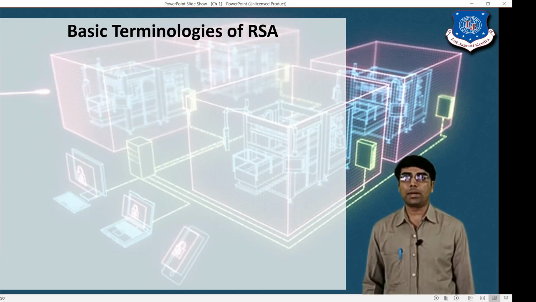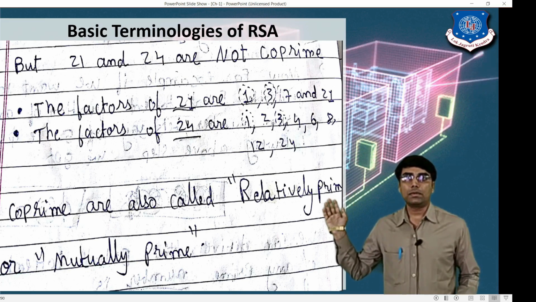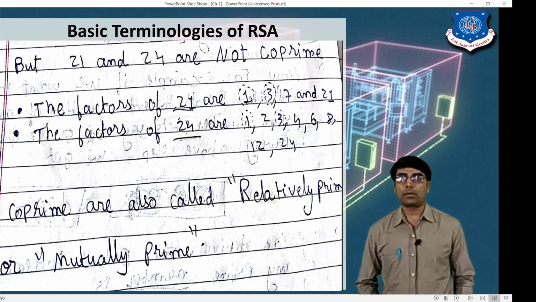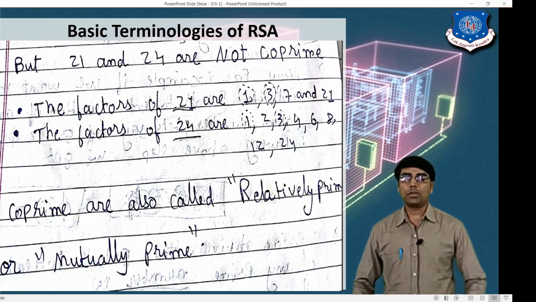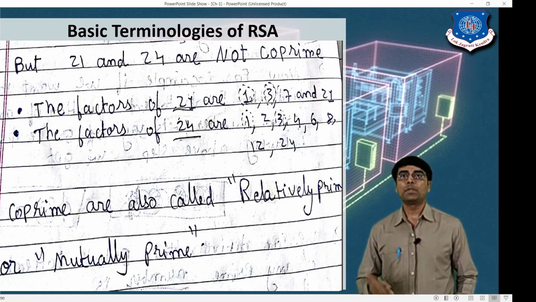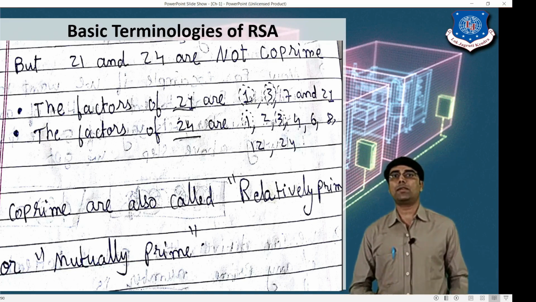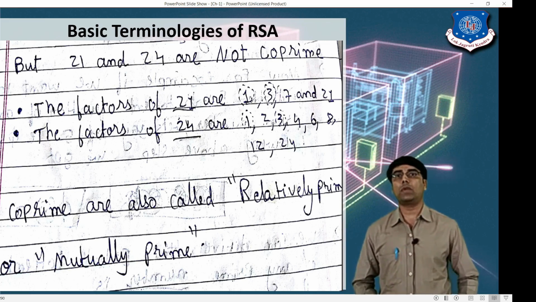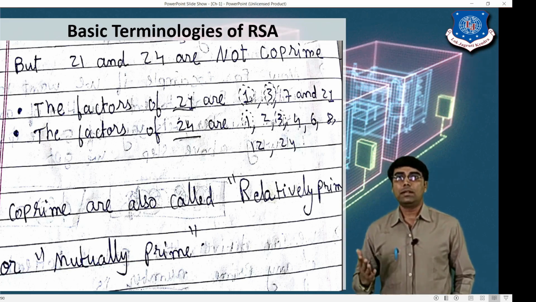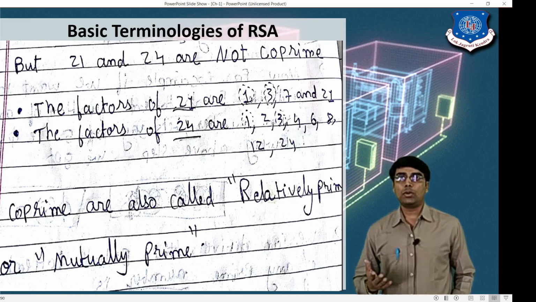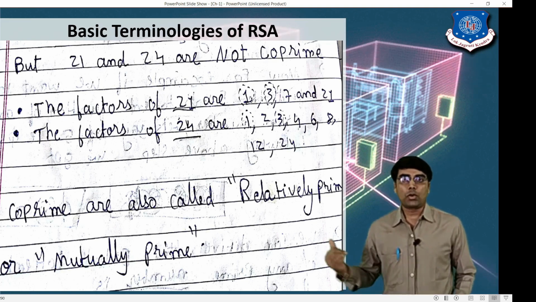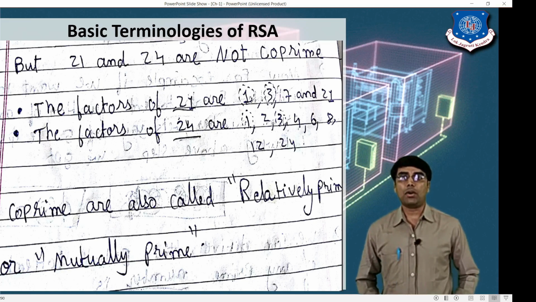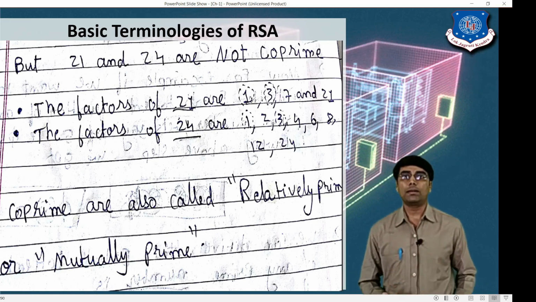Now let's see another example. Here 21 and 24 are not co-prime. First we find the factors of 21 and 24. The factors of 21 are 1, 3, 7 and 21. The factors of 24 are 1, 2, 3, 4, 6, 8, 12, 24. Here you can see that 3 is a common factor, along with 1, of 21 and 24. So this is not co-prime. Co-prime numbers are also called relatively prime, or mutually prime.